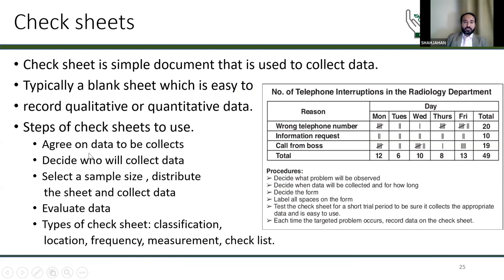The steps to use a check sheet are: agree on the data to be collected, decide who will collect the data, select a sample size, distribute the sheet, and collect the data. In this example, we are collecting the data of the number of telephone interruptions in the radiology department; you can say in the pharmacy, how many times we are receiving calls which interrupt us. Wrong telephone number: 5 times on Monday, Tuesday 2 times, Wednesday one time, Thursday 5 times, so in total this is 20. Information request, how many times they ask drug information queries from the doctor, so this is 2 times. So this is simple.